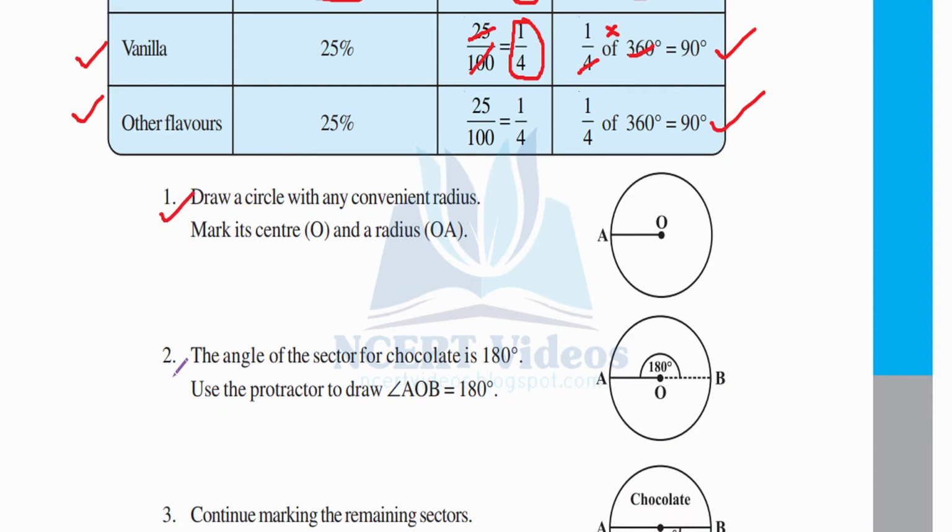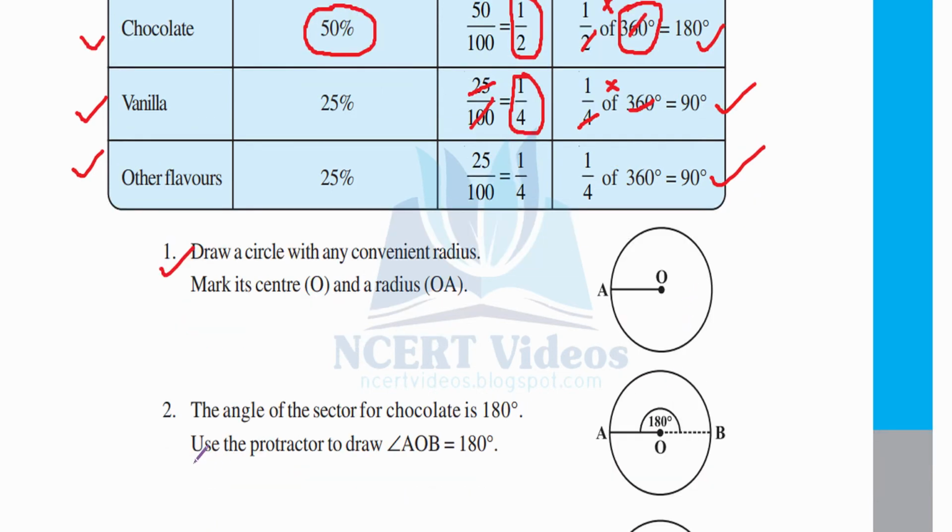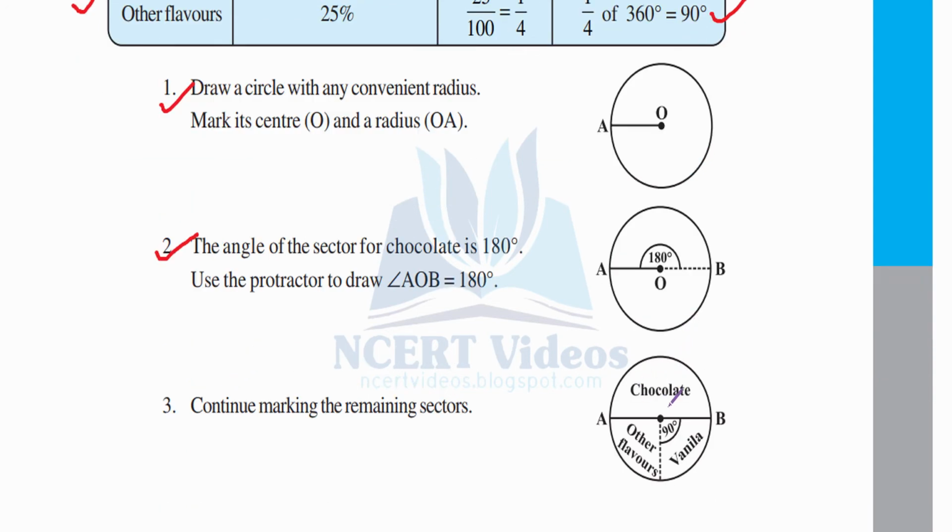After doing this, our second part is that the angle of the sector for chocolates is 180 degrees. Therefore, we will use the protractor to draw angle AOB equal to 180 degrees. You will place your protractor over here, the origin point over here, the base of the protractor on line segment AO, and mark wherever 180 degrees falls. And after that we will connect with the help of a ruler. So that will give us 180 degrees. This you know very well from the concepts of practical geometry. That completes our step number 2, and you write chocolate because this 180 degrees represents chocolate.